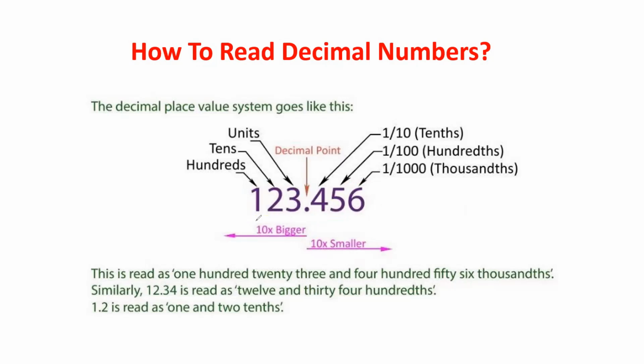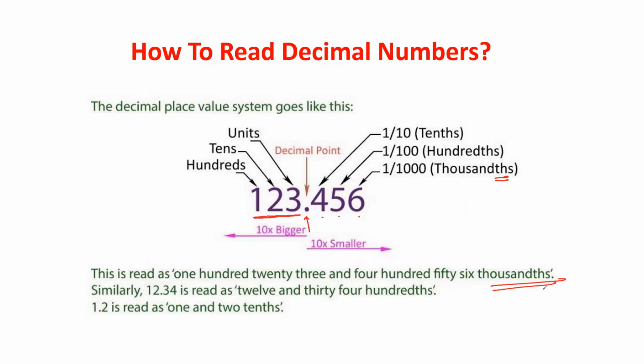123.456. So here the whole number part is 123. For the decimal point, we say "and". 4 is at the tenths position, 5 is at the hundredths position, and 6 is at the thousandths position. So how do we say this? This becomes 456 thousandths. We end it with the thousandths since 6 is at the thousandths position.